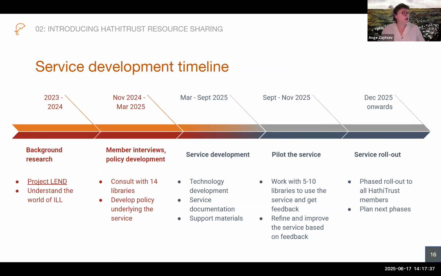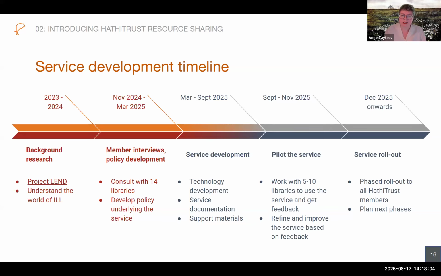So here I want to talk a little bit about the timeline for this service. We have taken a very thoughtful and careful approach to the development of this service, beginning with our participation in Project Lend over the last couple of years. Project Lend is a Mellon-funded project that was conducted by the University of California Libraries, and I see a bunch of our UC colleagues here.